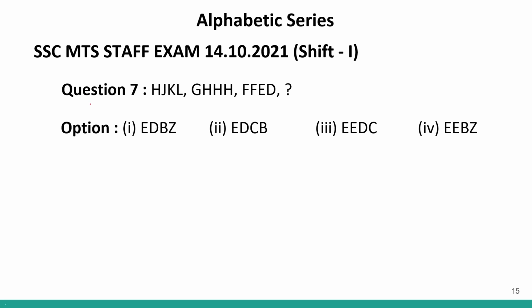Moving forward to question number 7. Question number 7 again, same pattern question. So we have to find out. Over here, if I see H, G and F, correct? The first one I'm seeing H, G and F. H is 8, G is 7, F is 6. So 8, 7, 6. Next will be 5, which is E. Correct? So let me write E over here.